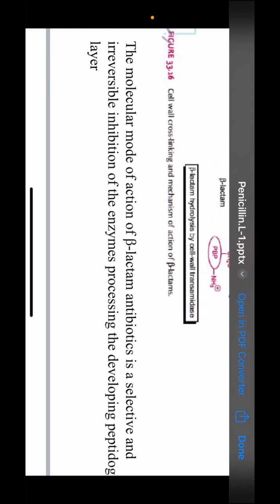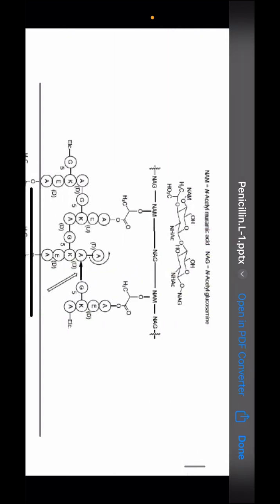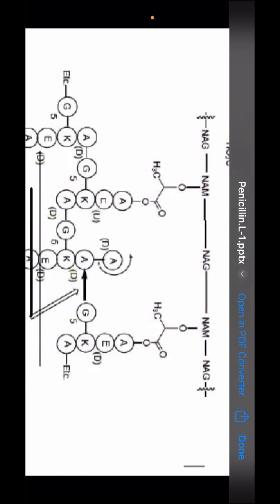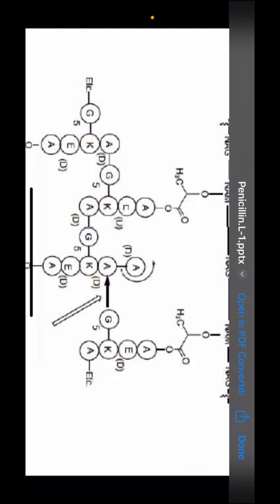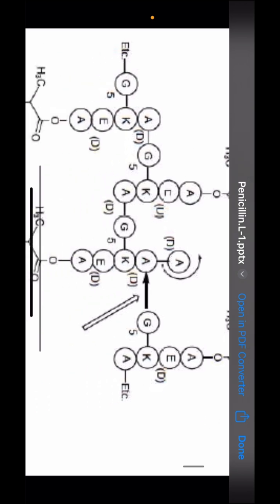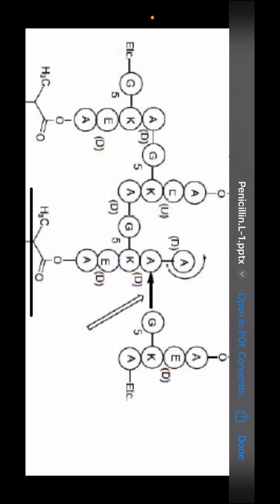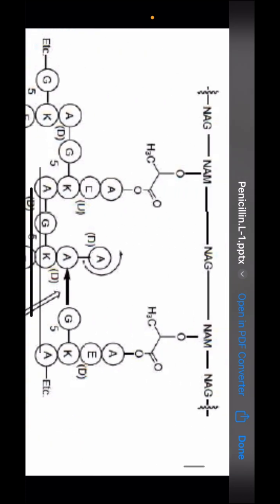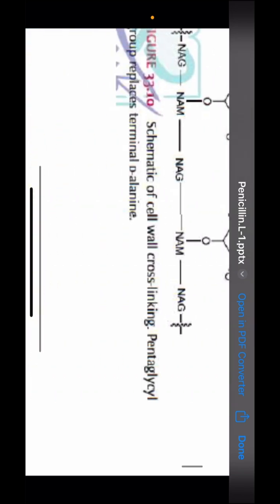The molecular mode of action of beta-lactam antibiotics is selective and irreversible inhibition of the enzyme processing the developing peptidoglycan layer. You can see the structure here: NAG, that is N-acetylglucosamine, NAM, and here we have the amino acid linkage: alanine, glutamic acid, lysine, alanine. The two strands are oppositely linked by a pentaglycine unit, and this structure is generated in the common biosynthetic pathway. Penicillin inhibits the incorporation of alanine, that is, the binding at the cross-linkage site.